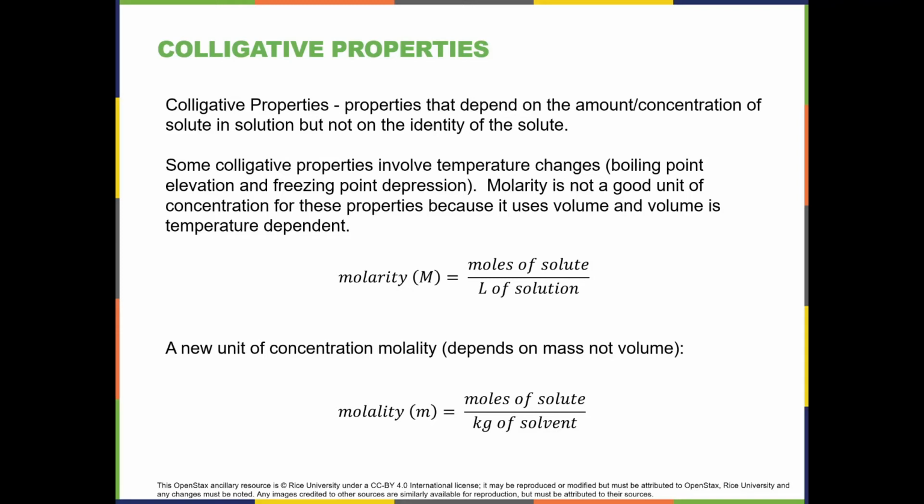In this section, we're going to talk about colligative properties. Colligative properties are interesting in that they depend on the amount or concentration of solute, but they don't depend on the identity of the solute. So colligative properties would have the same effect with sugar water or salt water or whatever, if the amount or concentration of particles in solution is the same. And two of the colligative properties that we're going to talk about are boiling point elevation and freezing point depression.